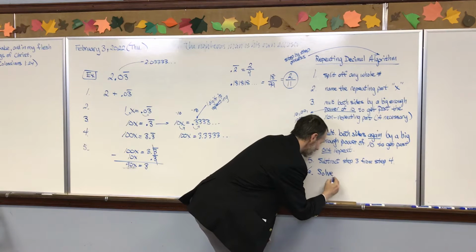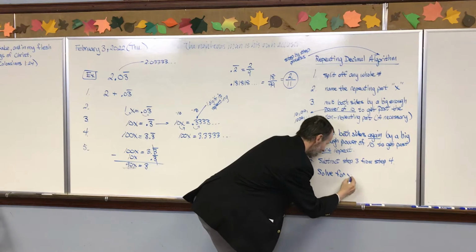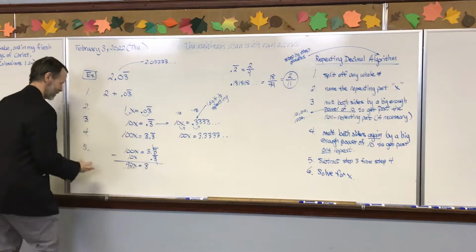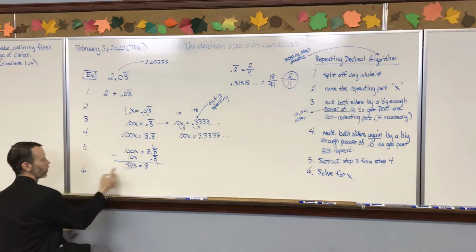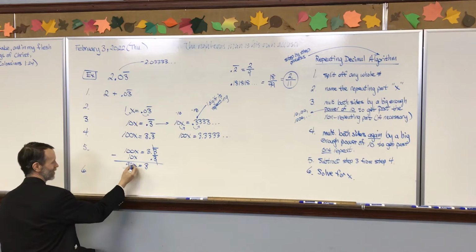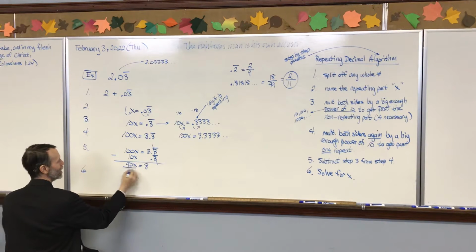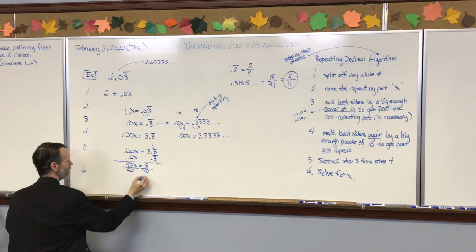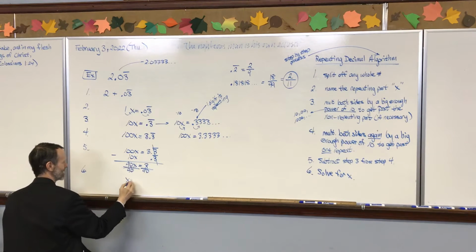Solve for x. Do it. Get x by itself. What do you have to do? Divide 90x by 90, yep, as long as you do it to both sides. Go for it. X equals 3 over 90. Does that reduce?